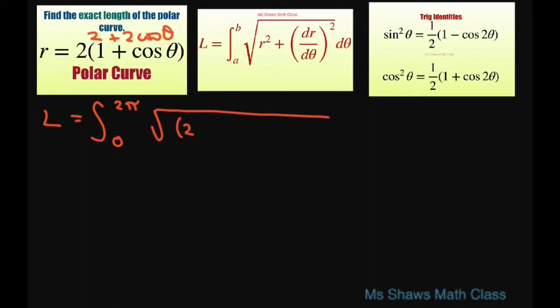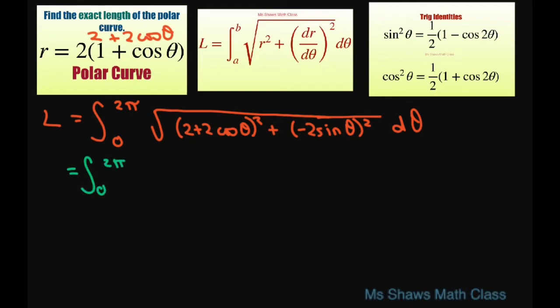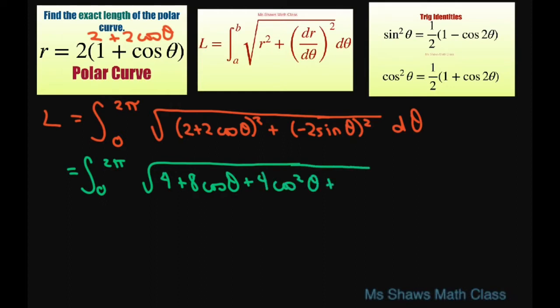So it's going to be (2 plus 2 cosine of theta) squared, plus the derivative of this, which is going to be (negative 2 sine of theta) squared, d theta. Now let's expand this perfect square trinomial. For the first part, that's going to give you 4 plus 8 cosine of theta plus 4 cosine squared of theta plus, for this piece, 4 sine squared of theta, d theta.